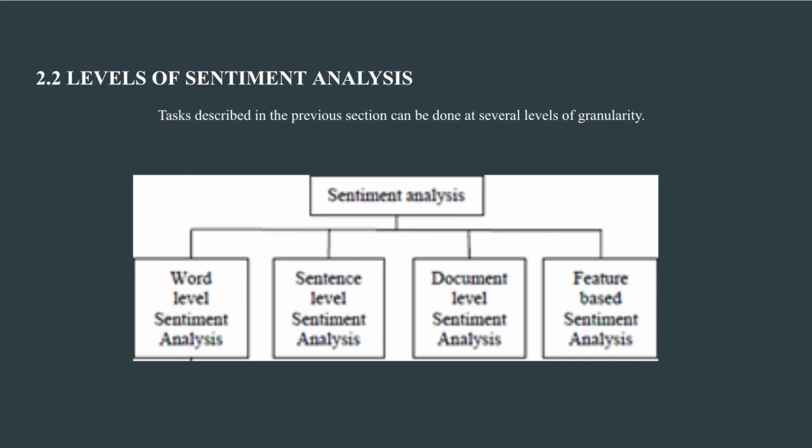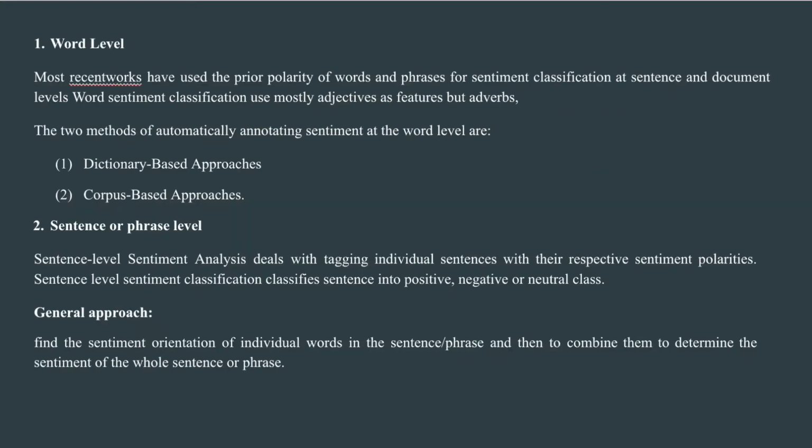Tasks described in the previous section can be done at several levels of granularity. Sentiment analysis has four levels. The first one is word level, then sentence level, document level, and feature-based sentiment analysis. As we can see from this slide, there is an explanation of word level. Most recent works have used the prior polarity of words and phrases for sentiment classification at sentence and document levels. Word sentiment classification uses mostly adjectives and adverbs. The two methods of automatically annotating sentiment at the word level are dictionary-based approach and corpus-based approach.